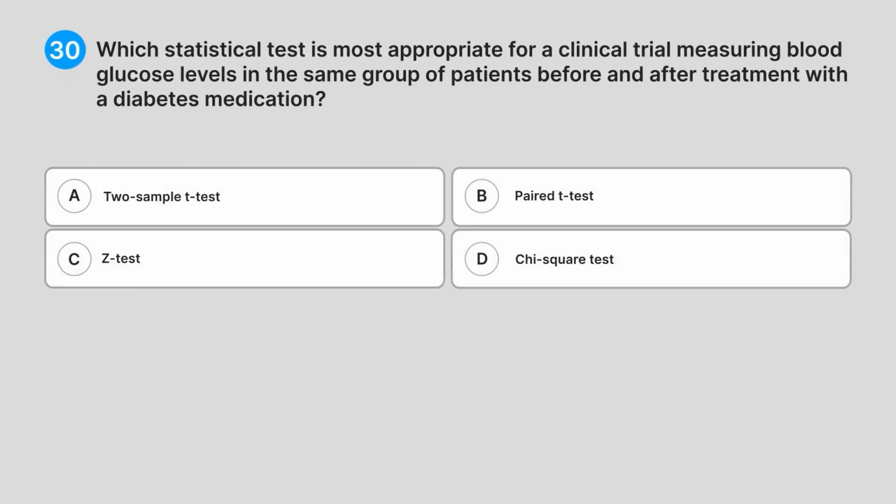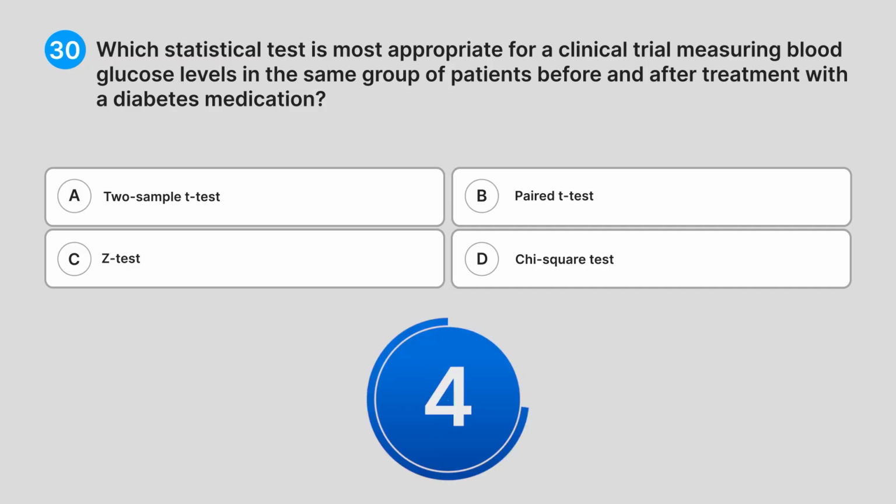30. Which statistical test is most appropriate for a clinical trial measuring blood glucose levels in the same group of patients before and after treatment with a diabetes medication? A. Two-sample t-test. B. Paired t-test. C. Z-test. D. Chi-square test. Do you know the answer?